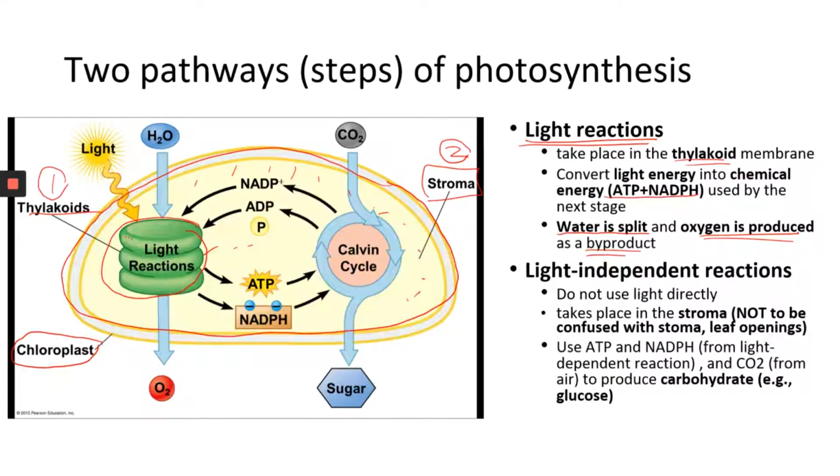And then the second step we talk about is not dependent on light, so it can happen anytime. The second step takes place in the stroma, so it takes place outside the thylakoids, in the rest of the space in the chloroplast. And make sure you don't mix up stroma with stoma. Stoma are the openings on the underside of the leaf that can take in carbon dioxide, and the stroma is this space inside the chloroplast. The second step uses ATP, NADPH and carbon dioxide to make carbohydrates. So that's more like a repeat from the last slide.